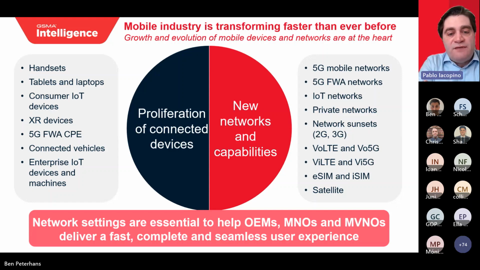On the other side, we have new networks and new network capabilities entering the market. 5G for mobile, 5G for fixed wireless, IoT networks, private networks, new capabilities and services such as voice over LTE, video over LTE, eSIM, iSIM. So it's a complex ecosystem with new technologies and new devices entering the market. And this means that, as Nicolas said, network settings are essential to help OEMs, MNOs, MVNOs, digital services providers to deliver a fast, complete, and seamless user experience.